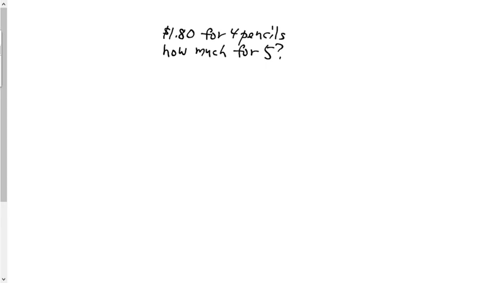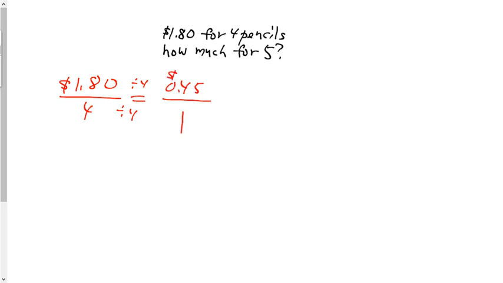$1.80 for 4 pencils. How much is it for 5? There are 3 ways they could have solved it. The first way is to set it up as a rate. Then, if it's $1.80 for 4 pencils, it would be divide by 4 and divide by 4. It would be 45 cents for 1. And if it's 45 cents for 1, multiplied by 5 and multiplied by 5, it's $2.25 for 5.